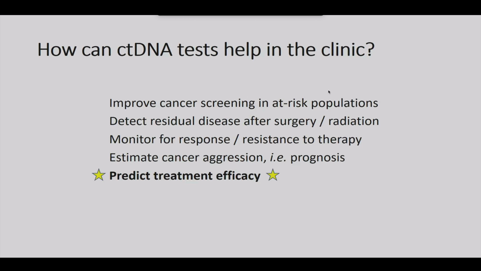So the penultimate category I'll talk about is prediction of treatment efficacy. And this is a kind of longer block because it contains a lot of work we've done in this setting.